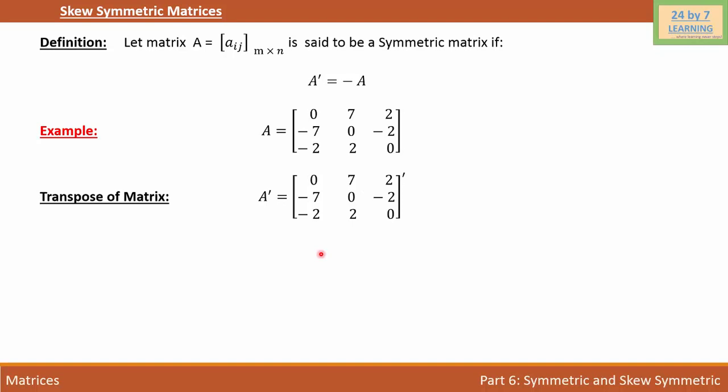If you remember, when we find the transpose of a matrix, we interchange rows into columns. Our first row will become our first column. So our first row is 0, 7, 2, which is our first column. The second row is negative 7, 0, negative 2, and that is the second column. And the third row is negative 2, 2, 0, and that is the third column.